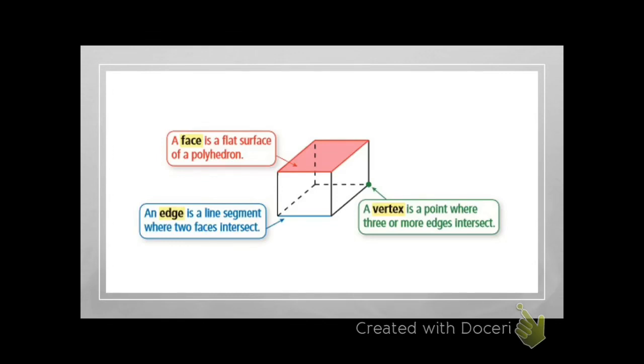All right, now let's look at this really quick. We have a shape. It's a rectangular prism. It has three terms that you need to be very familiar with. A face is the flat surface of a polyhedron. Well, there's more than one. That's one, 2, 3, 4, 5, and 6. So we have 6 flat surfaces on this polyhedron.